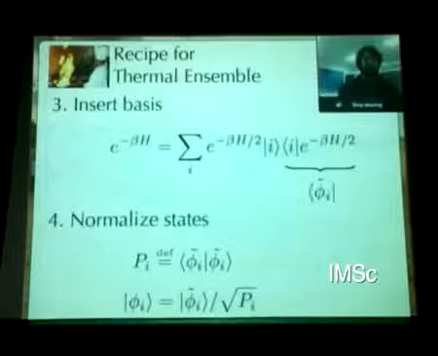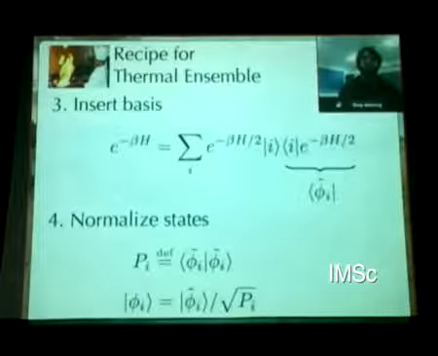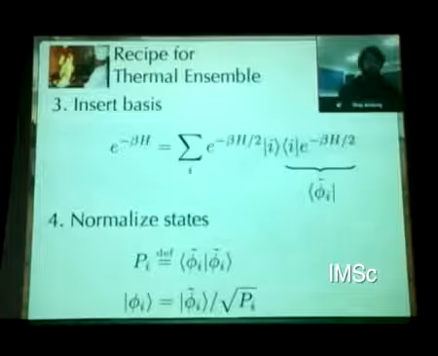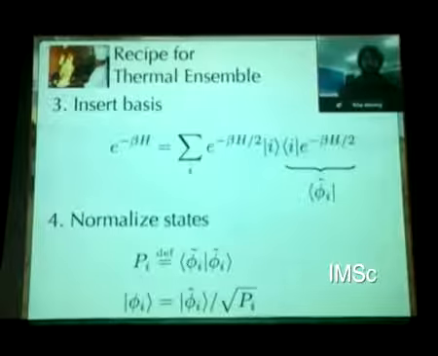Just one comment. If you choose the intermediate state, when you resolve the identity, as eigenstates of the Hamiltonian, then the separation into e to the power of minus beta h, you can do it in any way you like. That's right, absolutely. Maybe that would be a good case to think about to come up with a more general version of the algorithm.